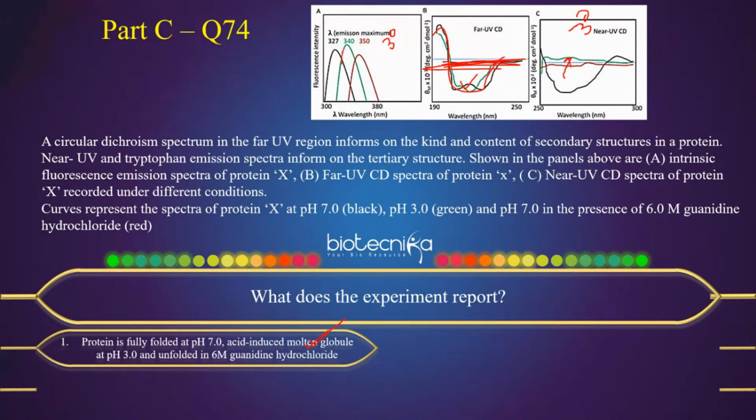The green line changes are seen in the 3D structure, but in the secondary structure CD spectra we are not seeing much change, which means the secondary structure is intact but the 3D structure is disrupted. So this will be the correct answer.